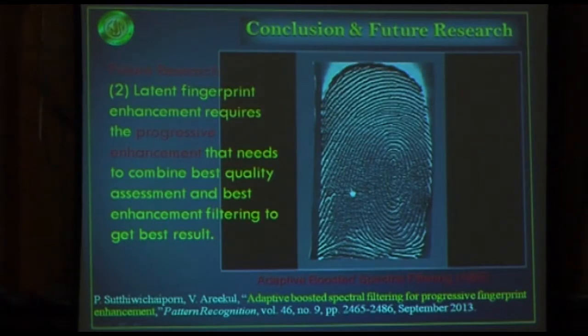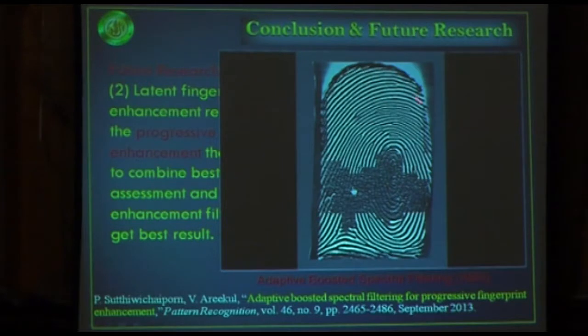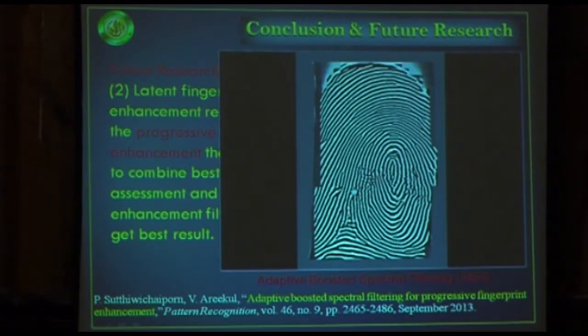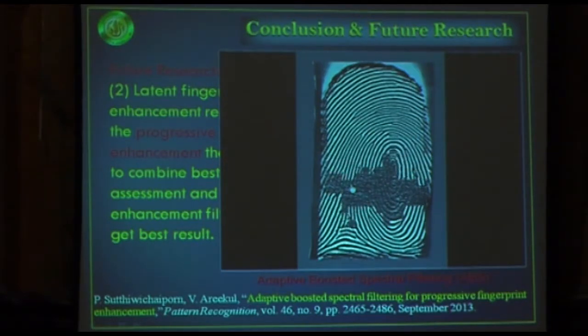Let me show you the algorithm that we developed, called adaptive boost spectrum filtering, or ABS in short. So this is the image. You see that we start from the good quality, move into the lower quality, and then lower quality still, getting inside that. Okay, so this is one way that we attack the latent enhancement problem.